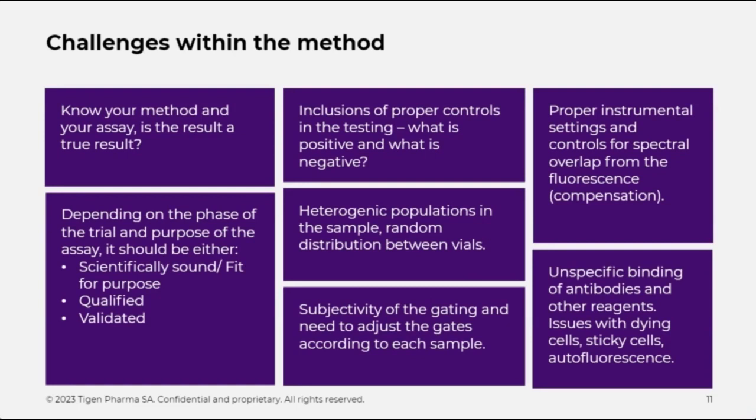You need to have proper instrument settings and control for the spectral overlap from the fluorescence. This is called compensation. You also need to have controls, and you can encounter unspecific binding of your antibodies and other reagents. You can have issues with sticky cells or dying cells, and you can also have cells that are fluorescent just by themselves. It's called autofluorescence. All of this poses a problem when it comes to assessing your assay to validate, qualify, and look closer into your assay.